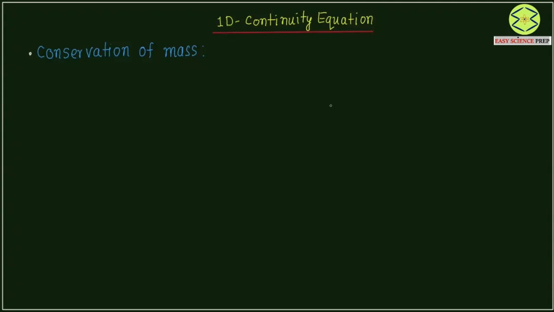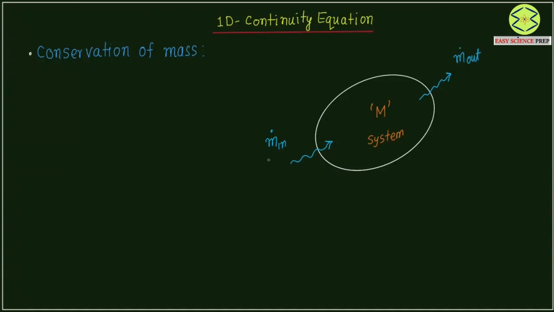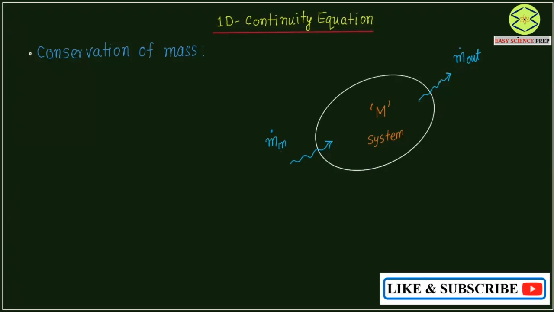So suppose we have a system. This is a system and the mass of the system is m. If the rate of mass entering into the system is m dot in and the rate of mass leaving the system is m dot out. M dot in is basically the amount of mass entering into the system per unit time, while m dot out is the amount of mass leaving the system per unit time.